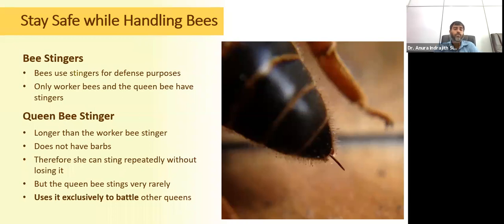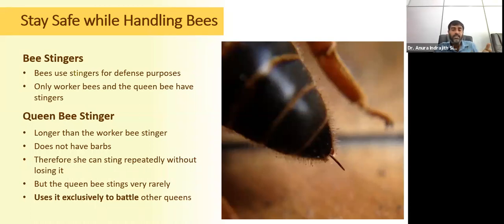Then, we should handle bees with utmost care, otherwise they can sting you. You can see the stinger of these bees, just like a needle, here at the back of the abdomen. Actually this is a modified ovipositor. The queen also has a kind of ovipositor, a stinger, but she doesn't use that to sting anyone. It's a kind of egg laying device.